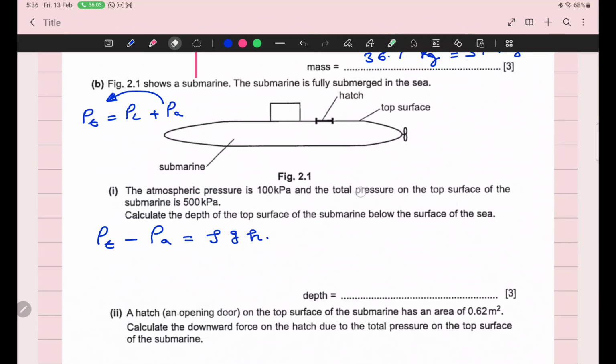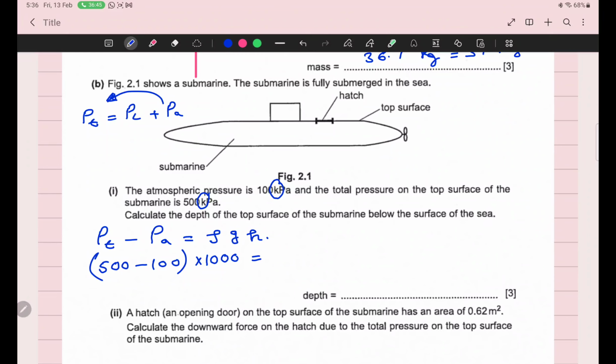So whenever you are given total pressure, then you should subtract atmospheric pressure. Total pressure is 500, atmospheric pressure is 100, and both are in kilopascal, so kilo should be replaced by 1000. 500 total pressure minus 100 atmospheric pressure becomes 400, and kilo is replaced by 1000.